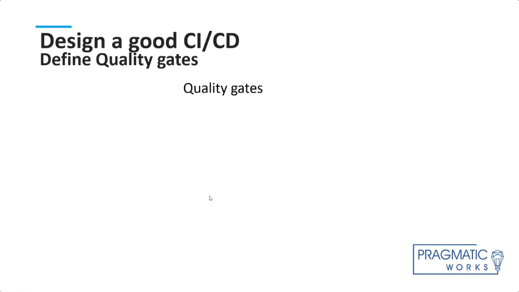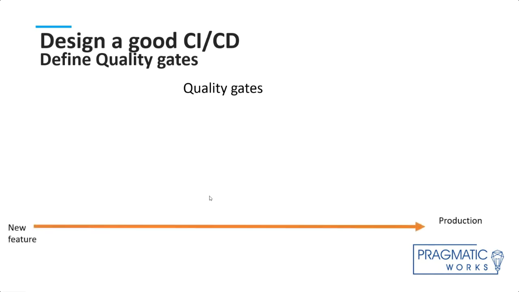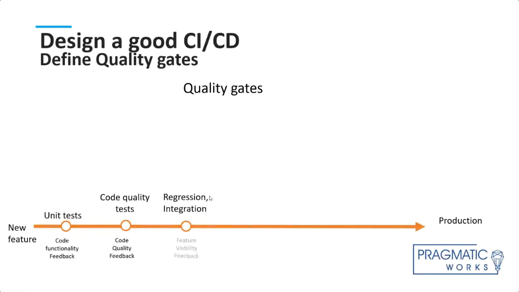So let's talk about quality gates. What quality gates can we have before a new feature can come to production? First of all, we have unit tests, which can provide code functionality feedback. And we have code quality tests, such as static code analysis and code smells and other kinds of stuff, which provide code quality. Then we have regression and integration tests, which represent feature viability. So by using those tests, we can be sure that this feature is working, no errors so far, and we can go further.